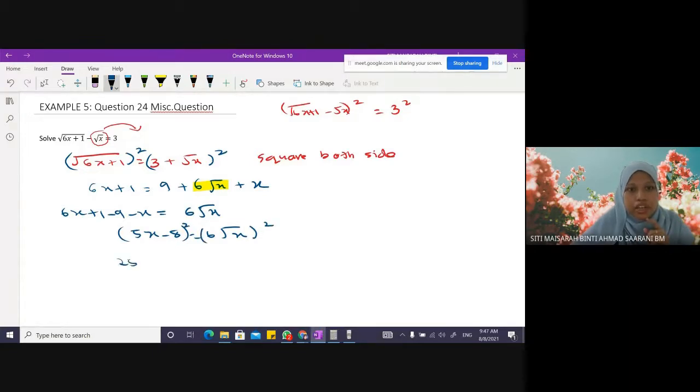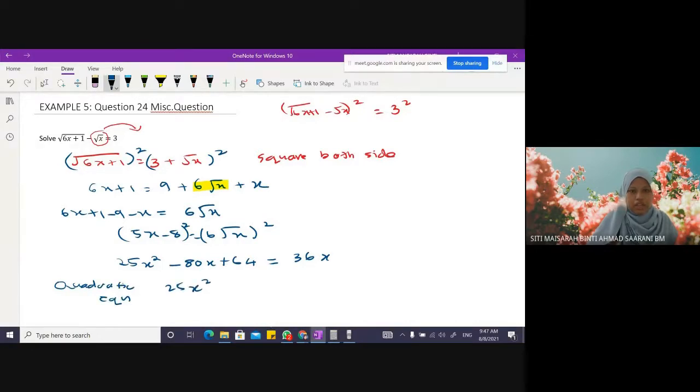Then we get 25x squared minus 80x plus 64 equals to 36x. Okay, and then this one is quadratic equation. We can simplify. 25x squared minus 116x plus 64 equals to 0. Then you can factorize here. 25x minus 16.